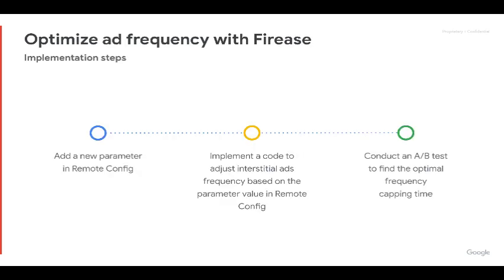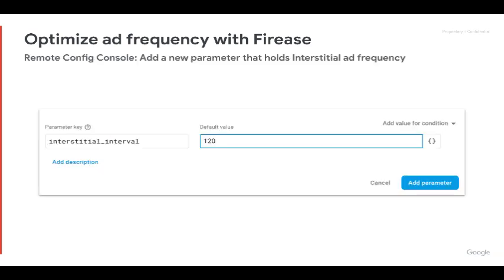So for optimization of ad frequency with Firebase, there are 3 critical steps. First, you add a new parameter in Remote Config, and then you implement the code snippet that it generates inside the app as an APK, and then you conduct an A/B test over a certain period of time so that you have samples on which you can make a decision. Let's look into an actual example of how this is done.